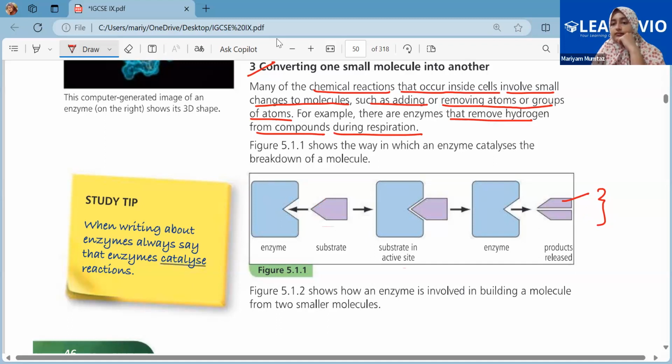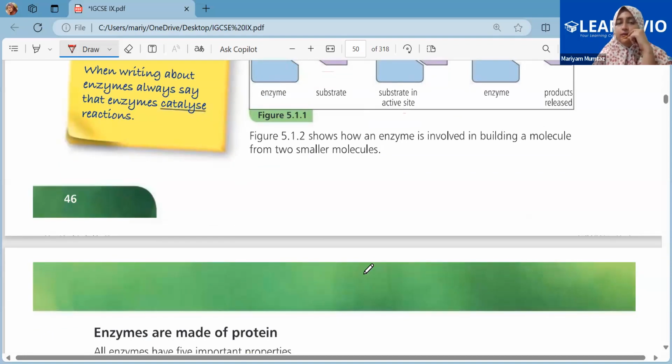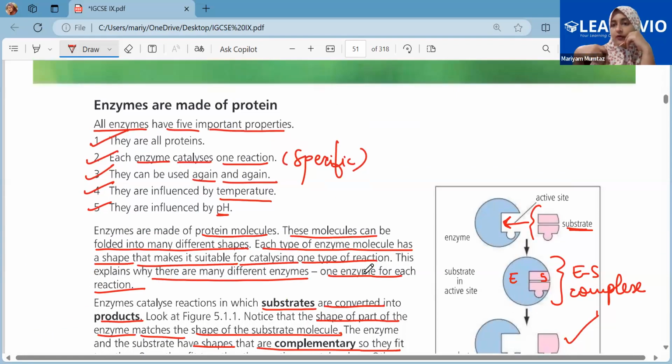Enzymes are made of proteins. All enzymes have binding sites. So they're also influenced by pH. They are influenced by the pH, they are influenced by the temperature. We'll see how in the next topic. We will see how its H plus ion concentration matters, like how it gets influenced, whether high heat changes it, low heat changes it. We'll see that in the next topic.